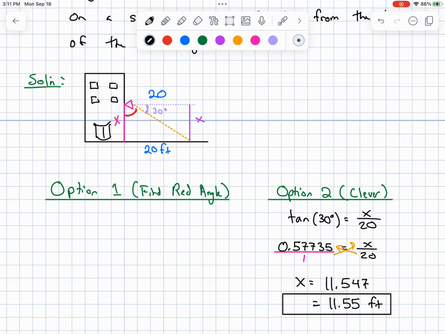What is the measurement of this angle here? Realize it is 60 degrees, because we have formed a 90-degree angle here. So the measurement of this angle is 90 degrees minus the 30 degrees from the original angle, and you get 60 degrees. Then we have tangent of 60 degrees is equal to 20 over x, and we can solve it like normal.